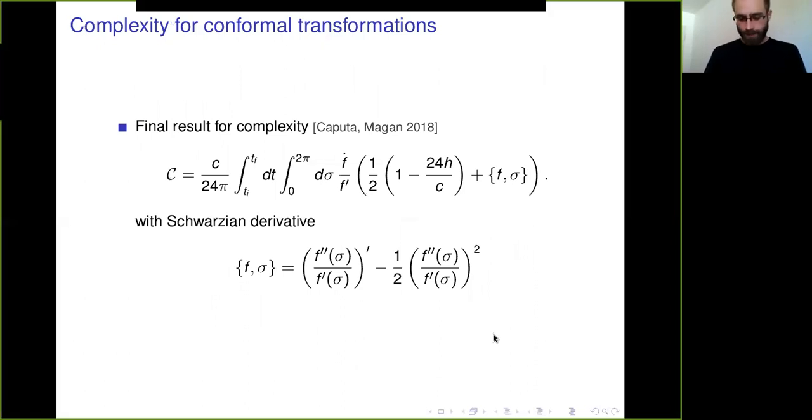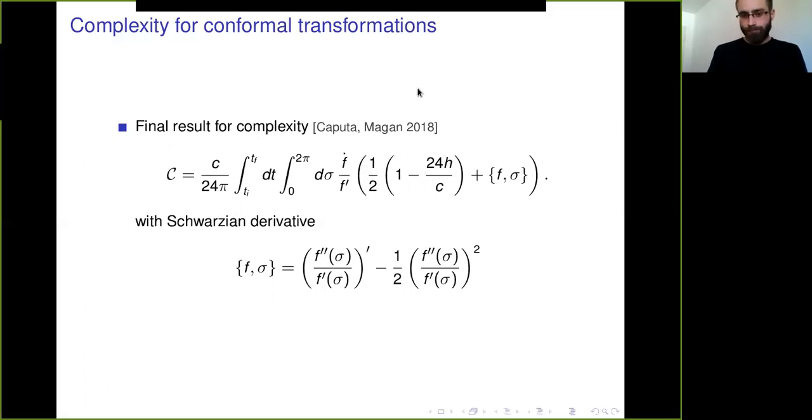Yeah, and then after some calculation, one finally arrives at this answer for the complexity, which is given as an integral over time and an integral over space. And here f of t and sigma denotes the conformal transformation that is applied at time t. Now there are two important things to notice about this final result for the complexity at this time.